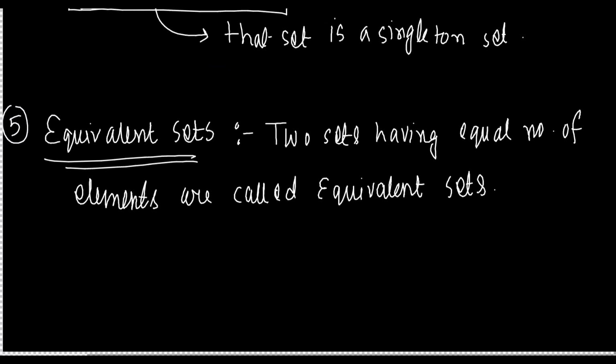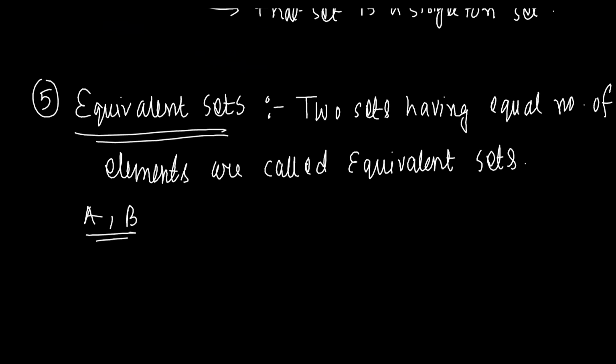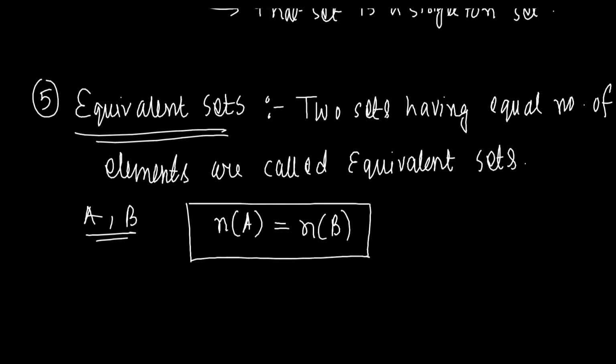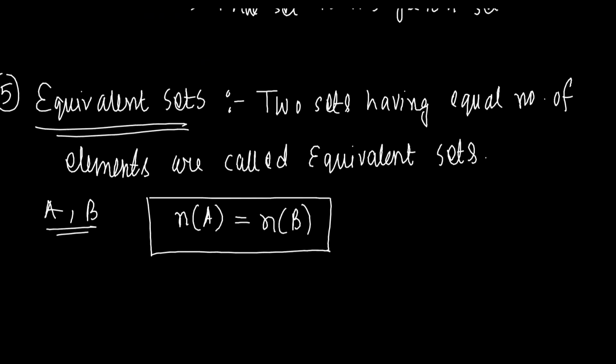That is, suppose we have sets A and B. For A and B to be equivalent, the number of elements in set A should be equal to the number of elements in set B. That is, the cardinal number of A and the cardinal number of B will be the same. So this is the condition. Whenever the cardinal number of one set is equal to the cardinal number of another set, we say that the two sets are equivalent sets.